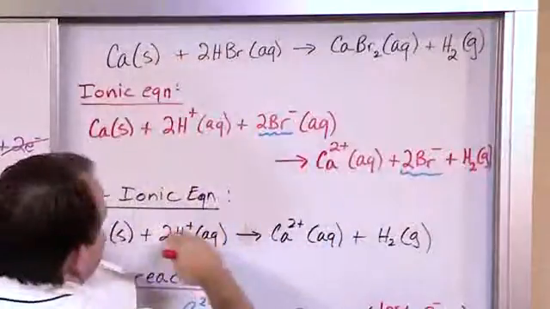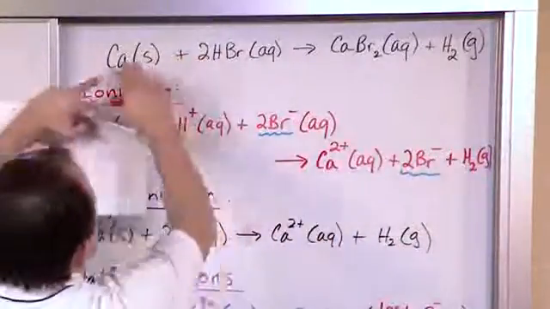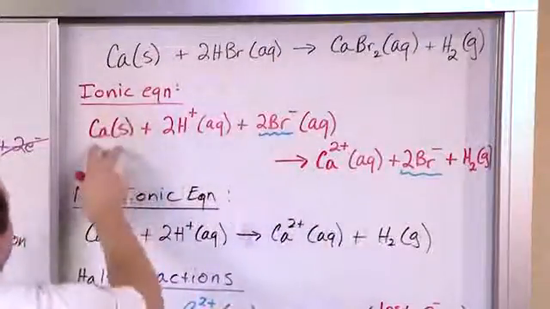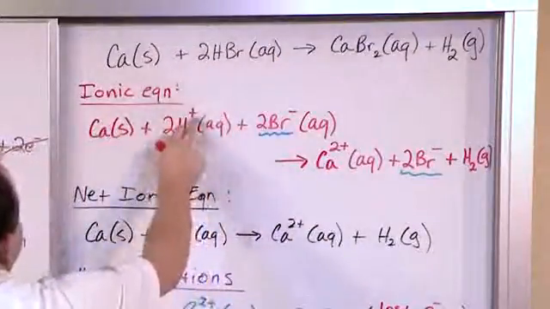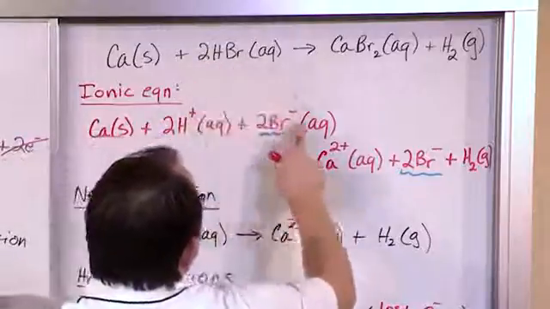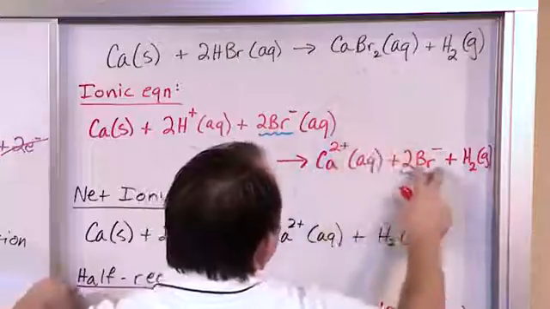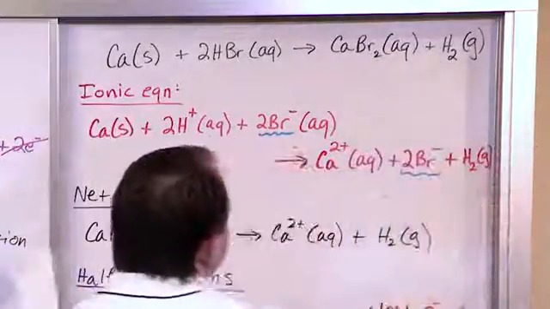A lot of times the reaction will be given to you like this, but in this case, the reaction is given to you like this. First thing you do is break everything apart. Calcium goes here, 2 hydrogen wants to be +1 here, 2 bromines want to be -1 here, calcium wants to be +2, bromine, I have a 2 because of the subscript, wants to be -1, hydrogen stays the same.